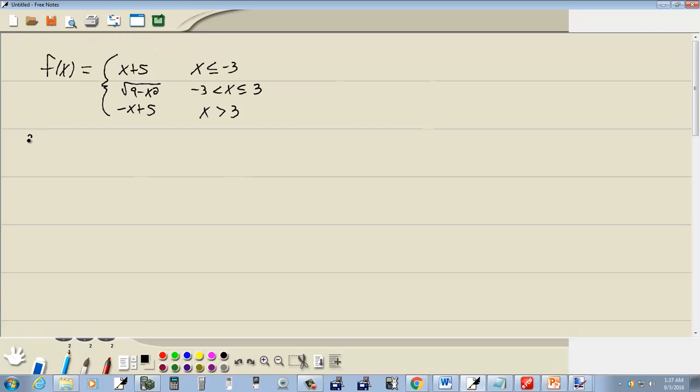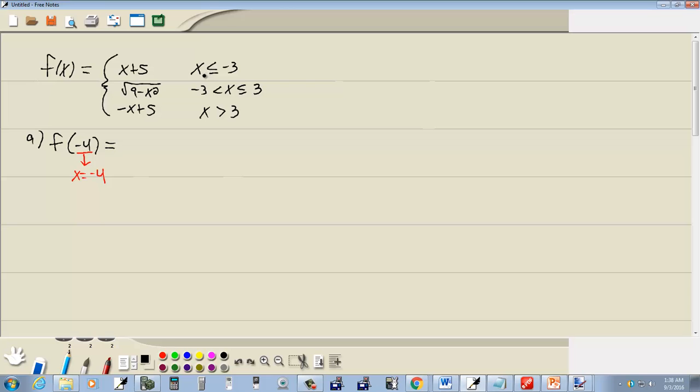Okay, A. We want to find f of negative 4. Now, when you're asked to evaluate, whatever's inside here is your x. So basically, they're telling us x is negative 4. Now, we want to mentally plug this into our conditions over here and see which one's true. Is negative 4 less than or equal to negative 3? Is negative 4 between negative 3 and 3 including 3? Or is negative 4 greater than 3?